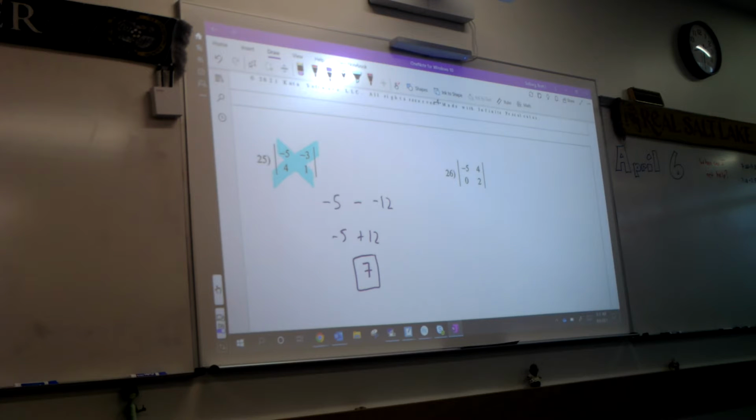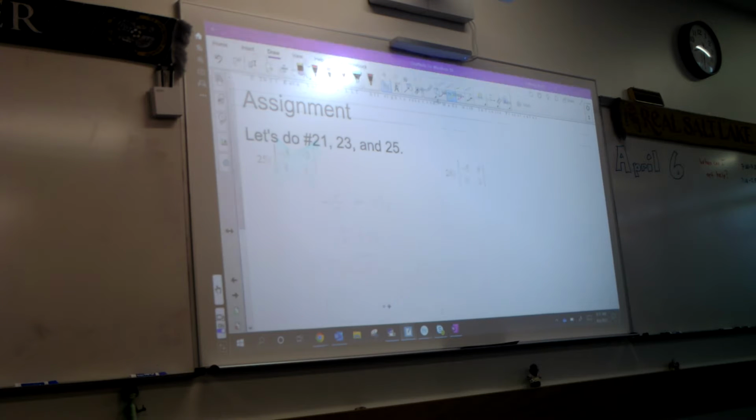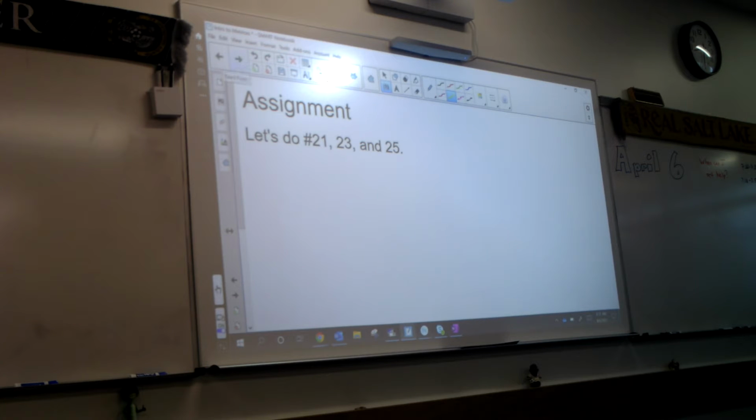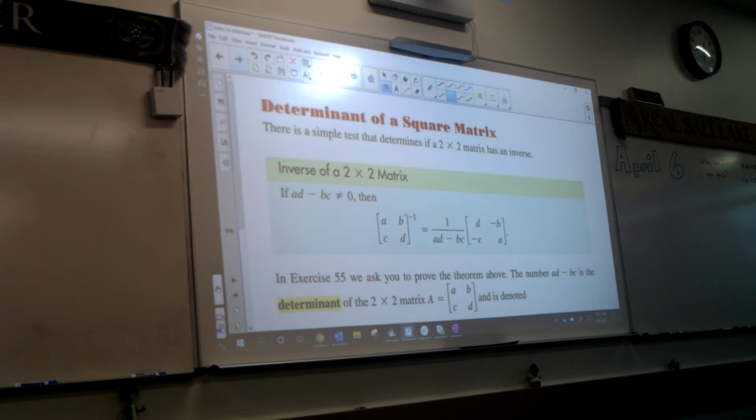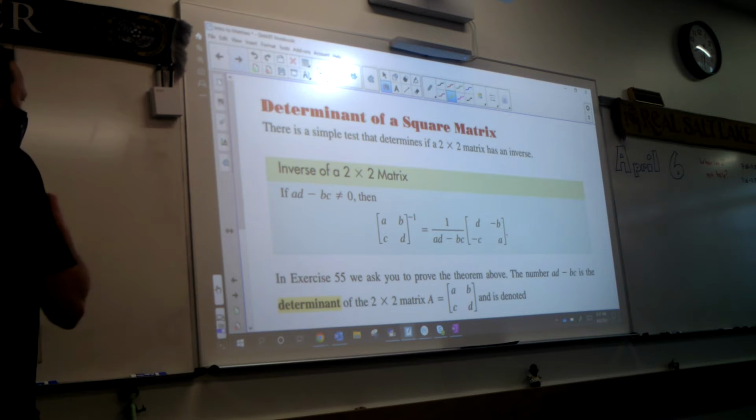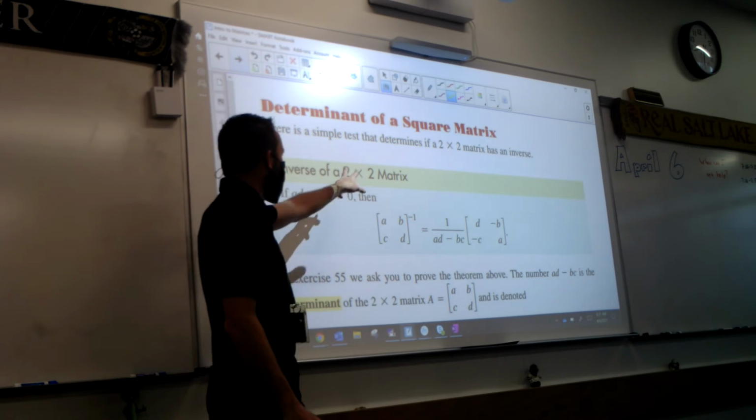Now, why are we taking a determinant? Actually, we use determinants to help us find inverses. Remember, inverses are opposite operations. We end up using those a lot with matrices. Let me go back to your notes now. And the last thing here is going to be how to find the inverse of a 2 by 2 matrix. This only applies to 2 by 2 matrices.